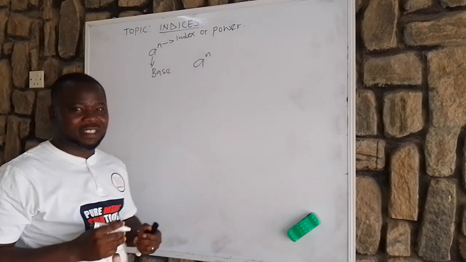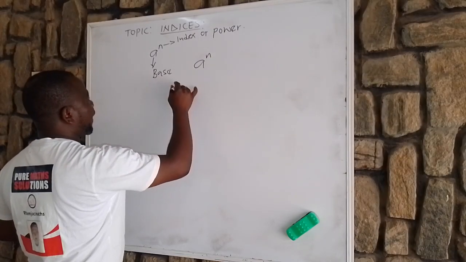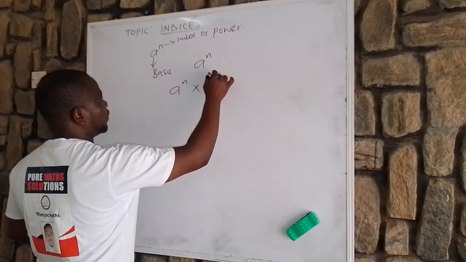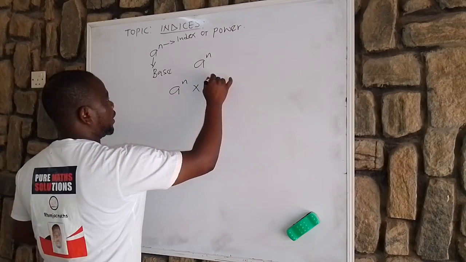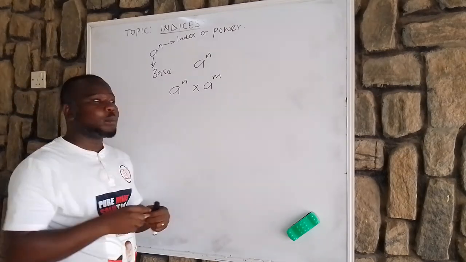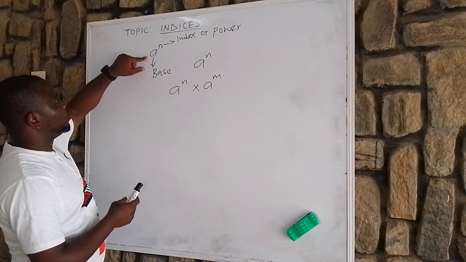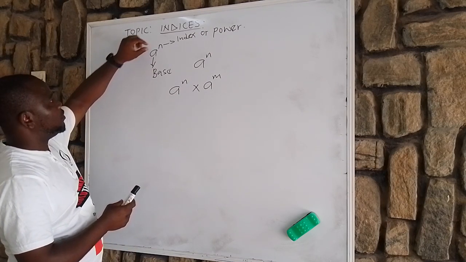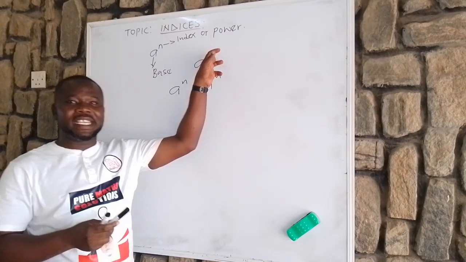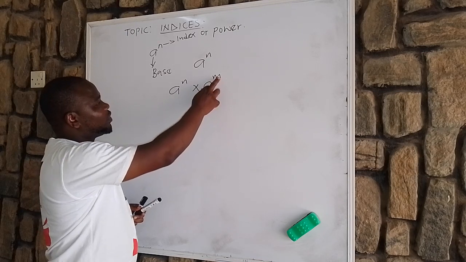But sometimes you will see indices in this form: a raised to the power of n. This one too is an indices. I just want you to know the meaning of this and the meaning of this. So we can call this a raised to the power of n.